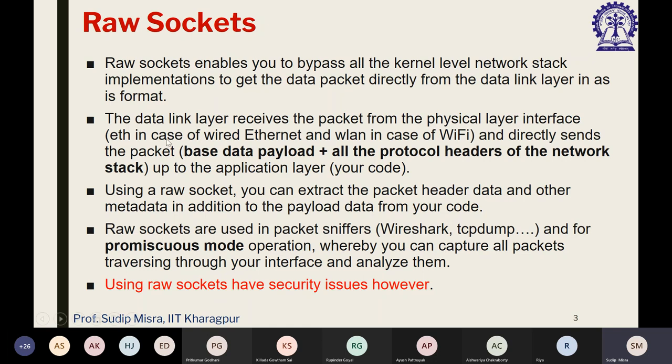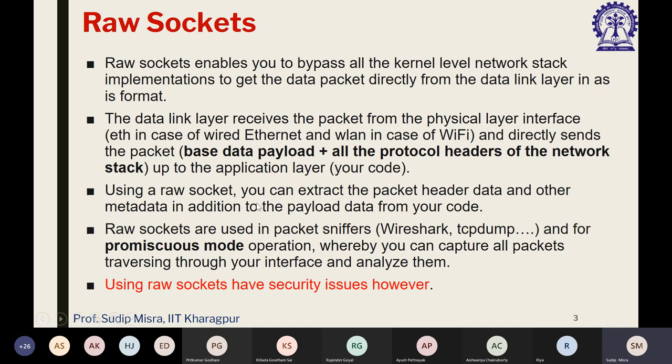And this physical layer could be any of these interfaces. If it is wired internet, then it could be ETH. ETH stands for what? Ethernet, right? So the Ethernet interface is represented as ETH, and in the case of Wi-Fi, it is WLAN. So these different types of interfaces are there, and directly it sends the packet, which includes the actual payload and all the protocol headers of the network stack up to the application layer, right? So this is what it does. I will show you pictorially also to clarify this particular concept.